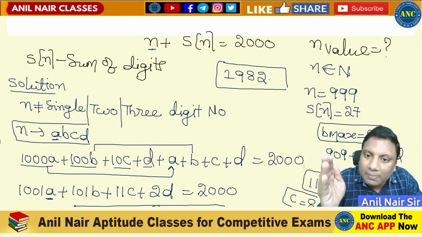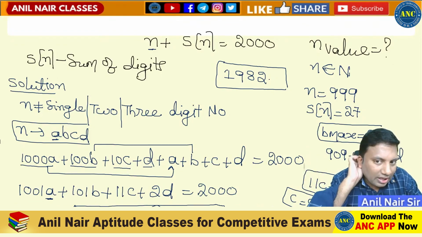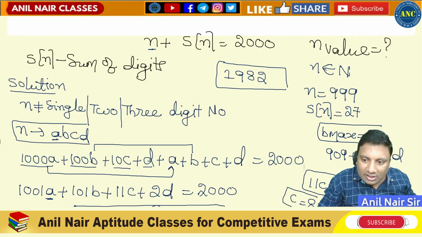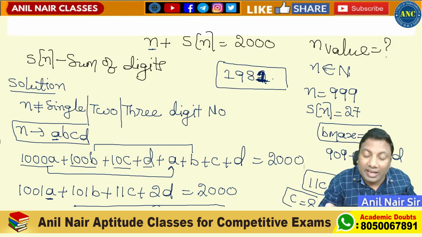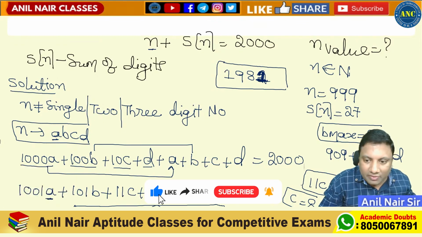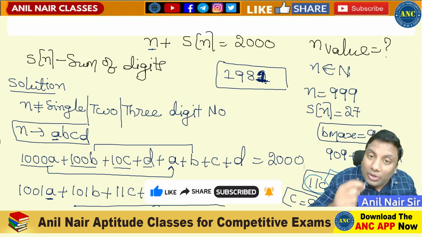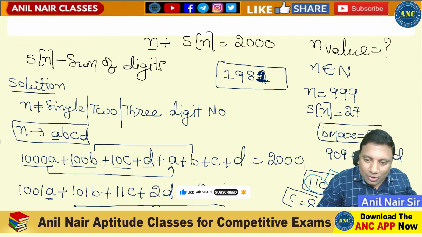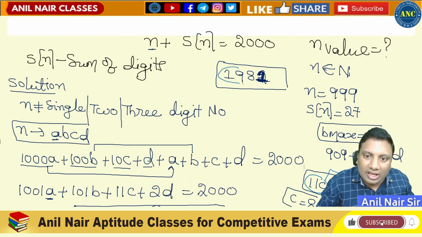1982 plus the sum of the digits: 1 plus 9 is 10, 10 plus 8 is 18, 18 plus 2 is 20. Now if you see here, I made a mistake. 11 into 8 is 88, 90 minus 88 is 2, so 2D is 2. We took the D value as 2, but 2D is 2, so D value is 1. So the number is 1981.